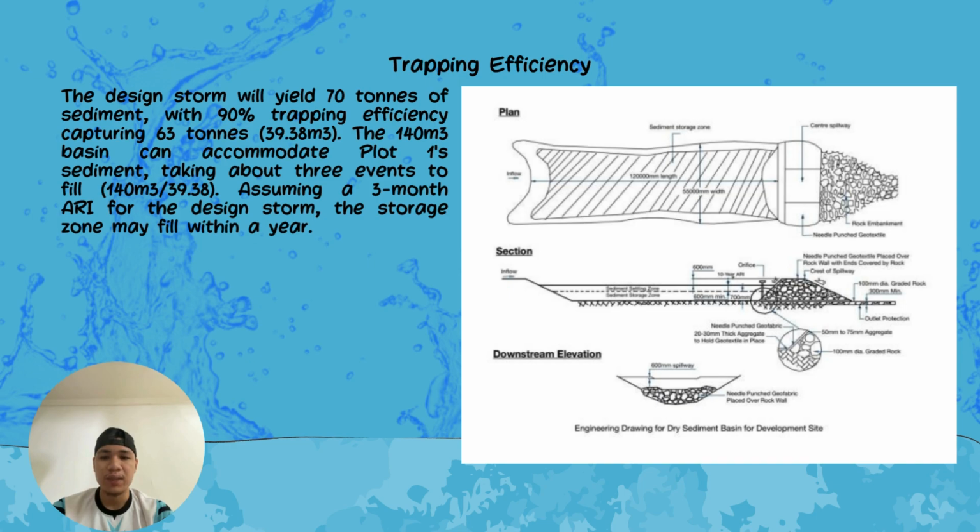Trapping efficiency. The design storm will yield 70 tons of sediment with 90% trapping efficiency, capturing 63 tons, 39.38 cubic meter. The 140 cubic meter basin can accommodate four storms' sediment, taking about 3 events to fill: 140 cubic meter over 39.38. Assuming a 3-month interval for the design storm, the storage zone may fill within a year. So this is our plan and section, and downstream elevation.